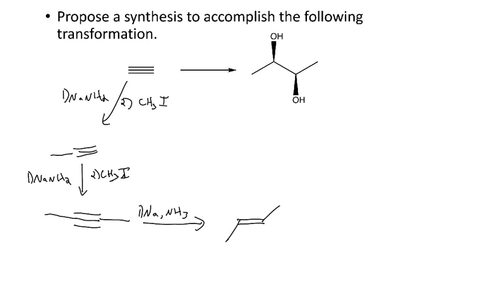And now I want to add the 2 OHs to the same side. Right? They're both wedges, so I need to do syn addition. And so there are a couple ways to do that. One would be to react with this osmium oxide compound, and then a co-catalyst, and that should finish the job.